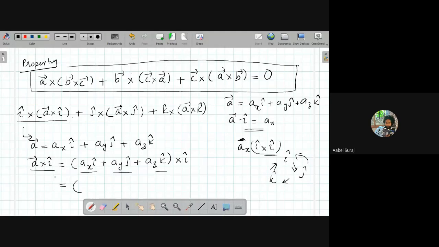So the component will be ay into j cross i. j cross i is minus k. Plus az into k cross i. k cross i is j. Right, k cross i is j. So this is the component that we got.